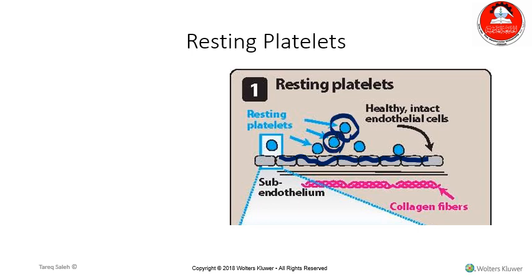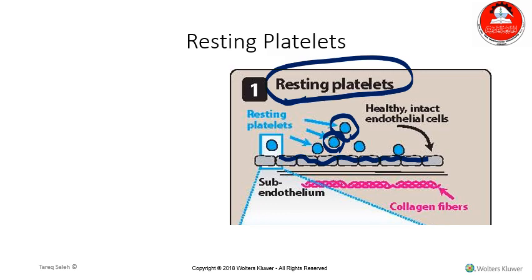and that is due to the balance of the chemical signals that tell the platelets that everything is okay, that the vessel wall is not damaged, and the endothelium is intact. That's why the platelets remain in an inactive state. We call it the resting state. We call them resting platelets.